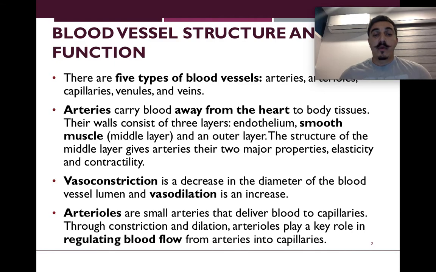Okay, arterioles are small arteries that deliver the blood to the capillaries. Through constriction or dilation, so from making it tighter or wider, arterioles play a big role to regulate that blood flow from the arteries into the capillaries. So they're kind of like in between, regulating that blood flow to make sure it doesn't increase or decrease too much.